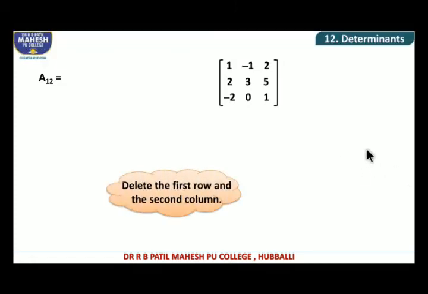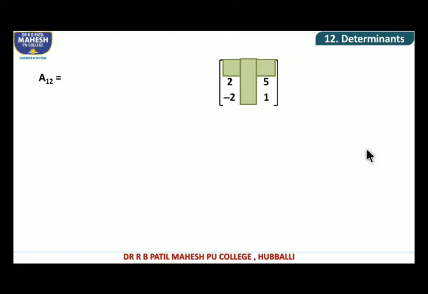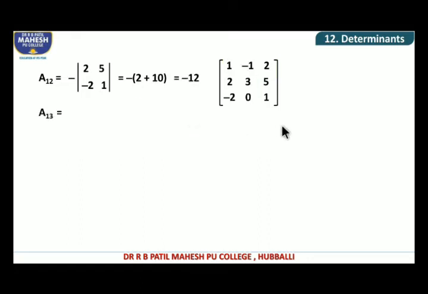And next, A12 means we have to take this element. For this one we have the sign minus, and delete the first row and second column. So the minus sign we have to take here, minus into the remaining determinant, that is 2, 5, minus 2, 1. Therefore minus into the bracket of 2 into 1 is 2, minus of minus 2 into 5 is minus 10, so it becomes plus 10. So minus 12 is the answer for this one.